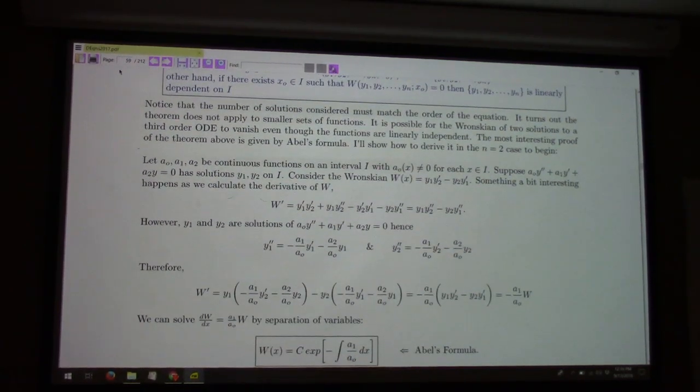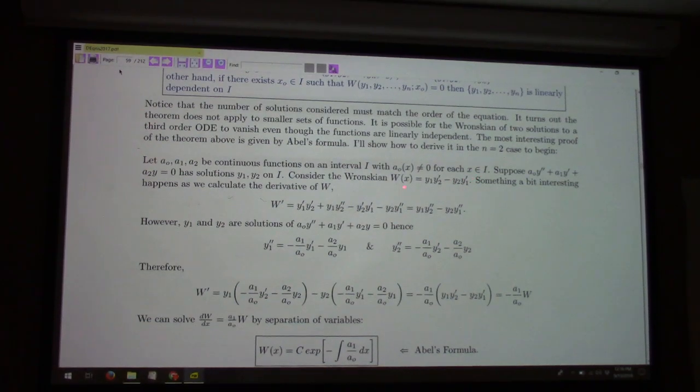It goes to something called Abel's formula, or Abel's formula, depending on where you're from. And here it is. I'll derive it for the second order case because you can follow this. So for n equals 2, if we have a sub 0 of x not equal to 0 for each x in I, and we're thinking about the differential equation a0 y double prime plus a1 y prime plus a2 y equals 0, if that has solutions y1 and y2 in I, we can calculate the Wronskian for y1 and y2. And the Wronskian for y1 and y2 is just y1 y2 prime minus y2 y1 prime.